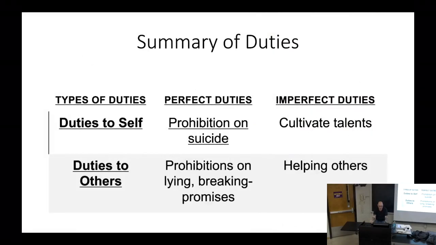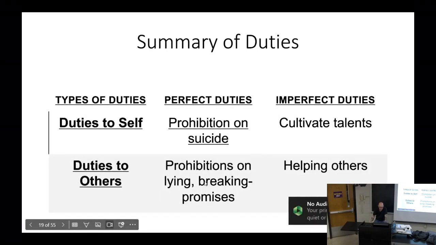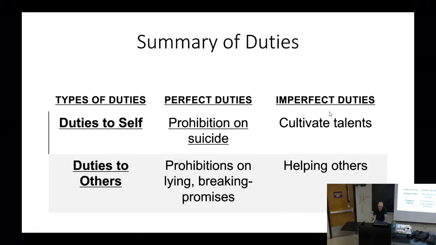So just to summarize that real quick, Kant's examples of perfect duties, a duty to self is a prohibition on suicide, where the maxim involves self-love, right? So to spare myself future torment, I will hasten my death, but the motive for living is that you love yourself. We saw the promise-breaking example. There's a perfect duty to others. And imperfect duties, cultivating your talents and helping others.